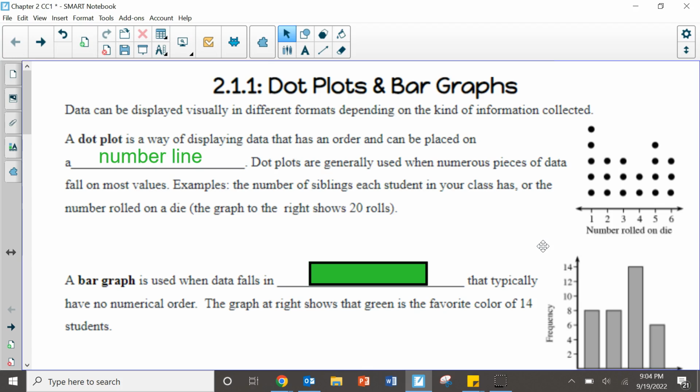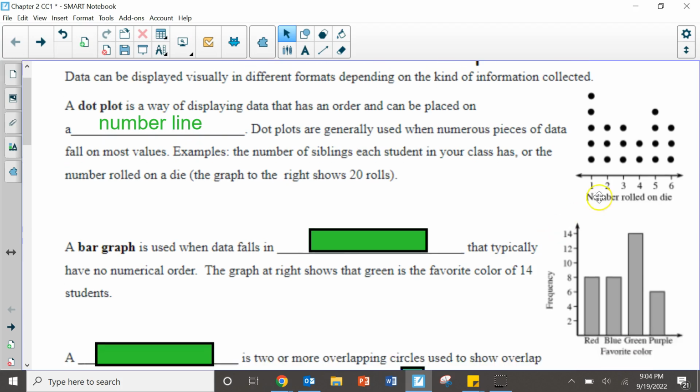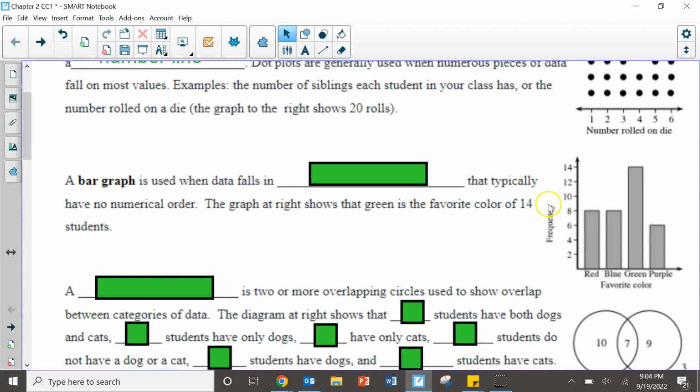So again, we're using a number line. Some examples of where you could use this are the number of siblings each student has in your class, or of course the numbers rolled on a die, like you can see in the graph. This would also work with siblings. You could put number of siblings, and we would ask, how many people in the class have one sibling? That's how many dots would go above it, and so forth.